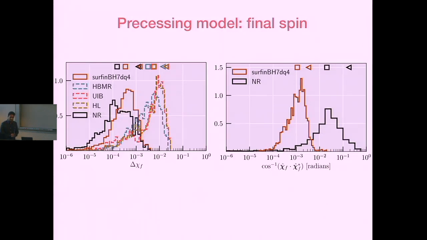The surrogate doesn't have that problem. Right, since the surrogate is more accurate than the numerical relativity that it's based on. That's true, in the sense that we're not limited by the junk radiation.